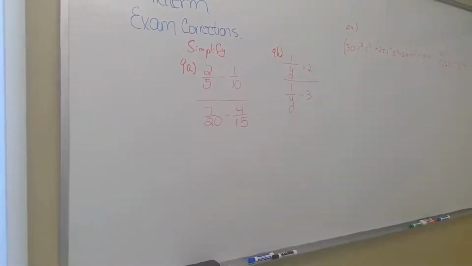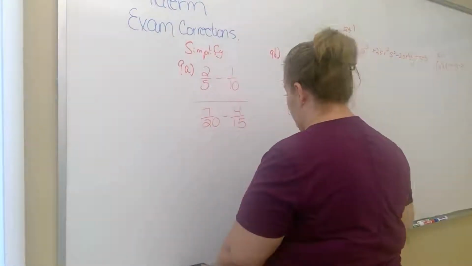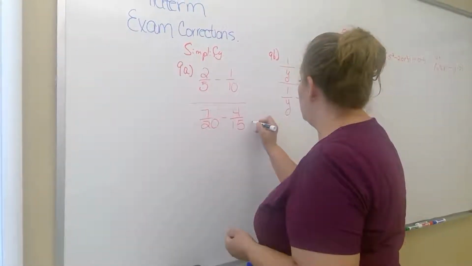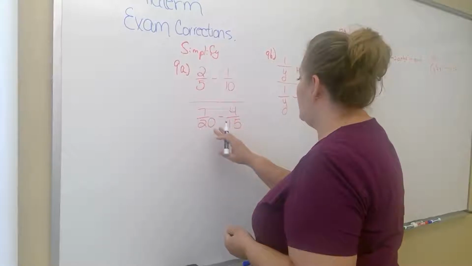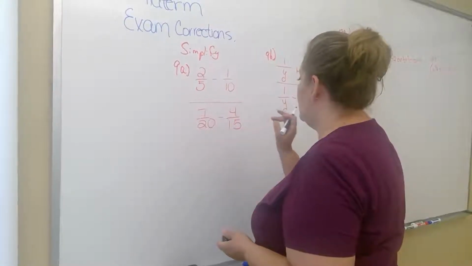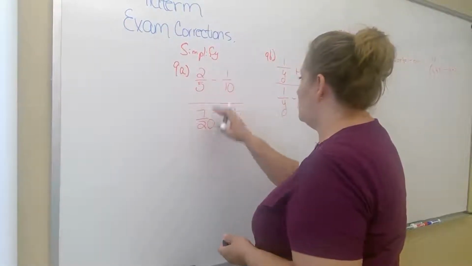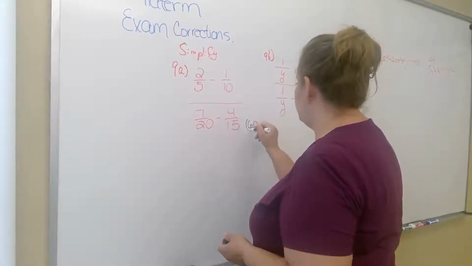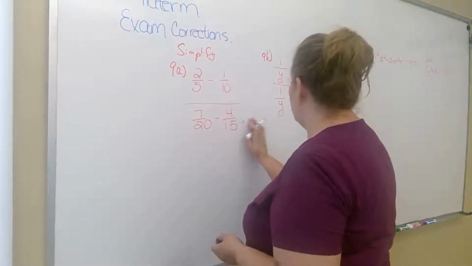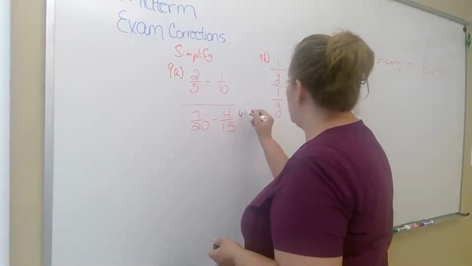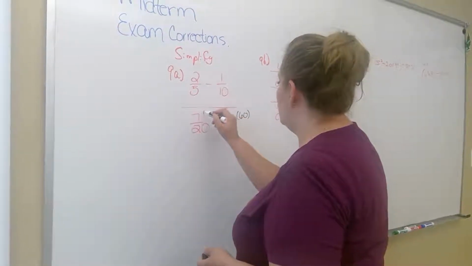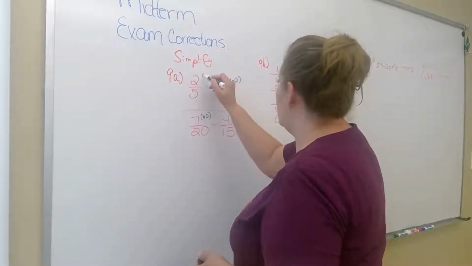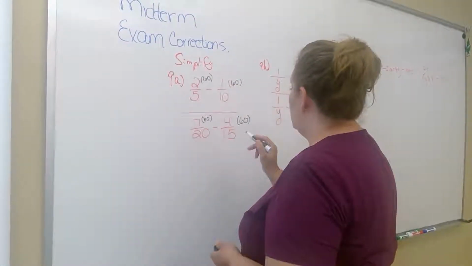Okay, so this is the rest of the midterm exam corrections. On this one, we're going to multiply so that all these numbers go into the denominators, because we need to have them the same, and it's 60. So what we do is we multiply this by 60, this by 60, this by 60, and this by 60.